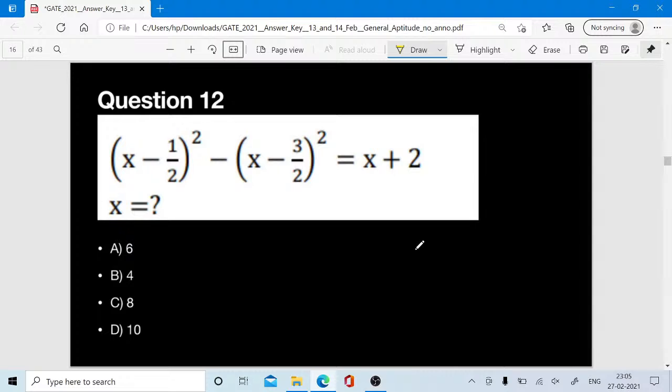So in the previous class I just took some 10 to 11 questions. Today I'll be finishing up the whole mechanical shift questions. Right? So (x minus 1/2) the whole square minus (x minus 3/2) the whole square is equal to x plus 2. X is equal to what? 6, 4, 8, 10? Tell me what will be the right answer here.